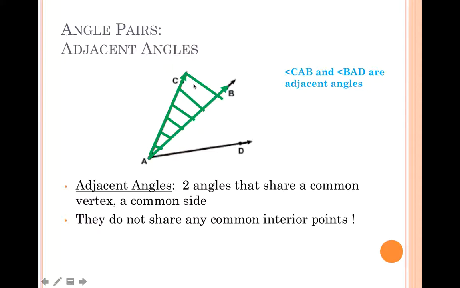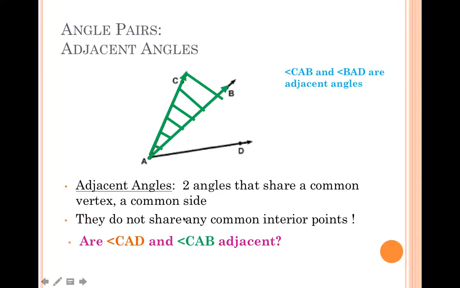So here's angle CAB, and I've kind of shaded in the angle so you can see the interior points of the angle. Here is angle BAD. Do you guys see how none of the interior points intersect? They're kind of separated. So that's how I know they're adjacent angles. So they share a vertex point, they're right next to each other, and they share a side, side AB. Ray AB is the ray they actually share.